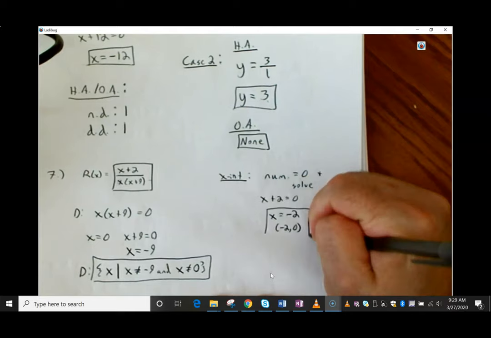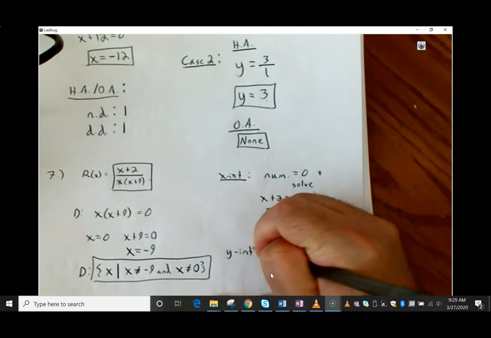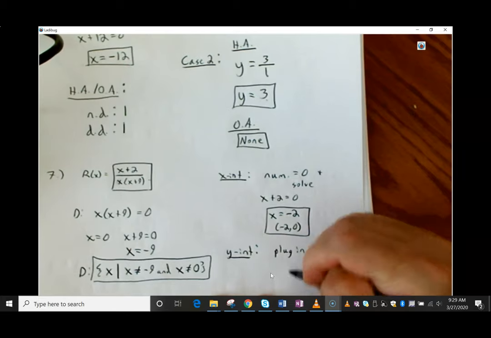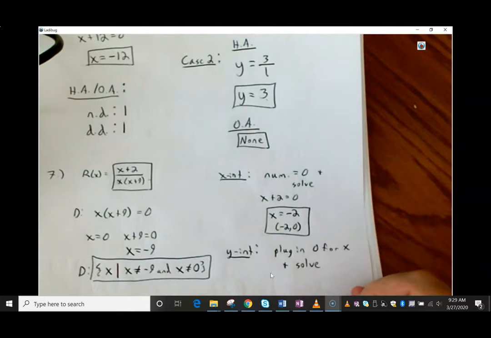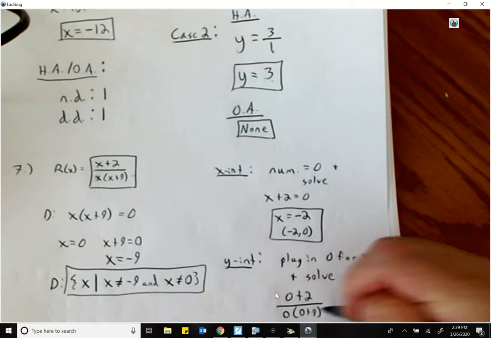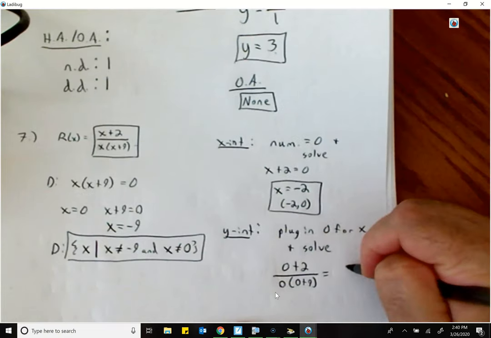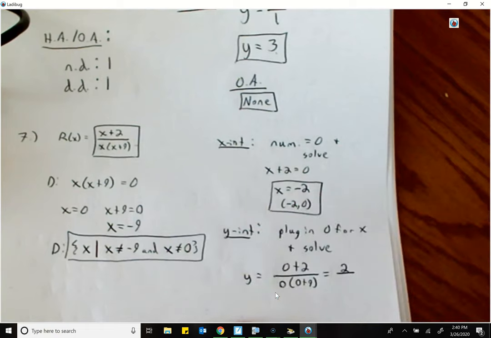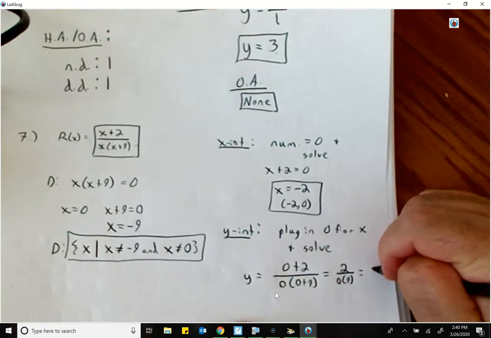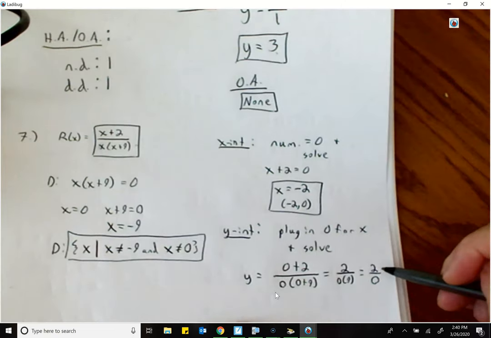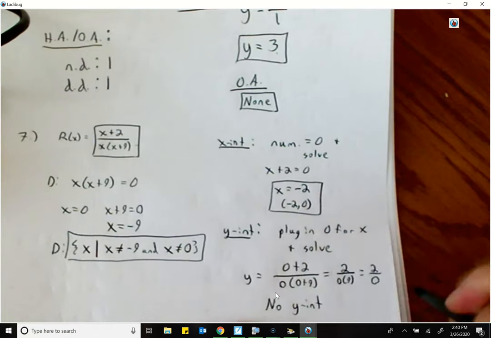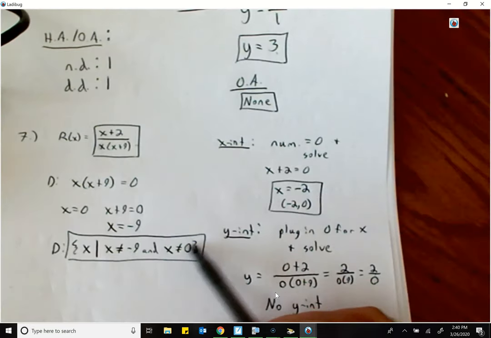So there's our x-intercept. To find the y-intercept, all you're going to do is plug in 0 for x and solve. Okay? So 0 plus 2 all over 0 times 0 plus 9. Okay, so 0 plus 2 is equal to 2. And again, we're solving for the y-intercept. 0 plus 9 is 9. And 0 times 9 is 0. And if you go to your calculator, take 2 divided by 0, it can't do that. So we find out that there's actually no y-intercept because this doesn't exist. And that makes sense because we threw out x equal to 0 right there in the domain.